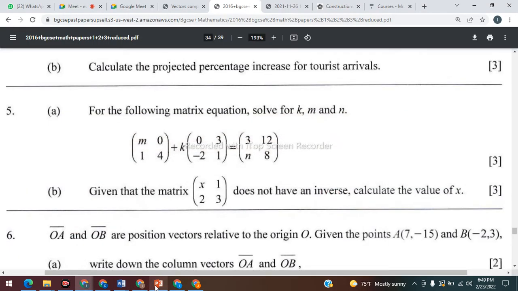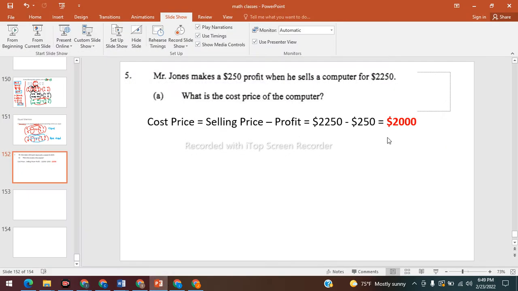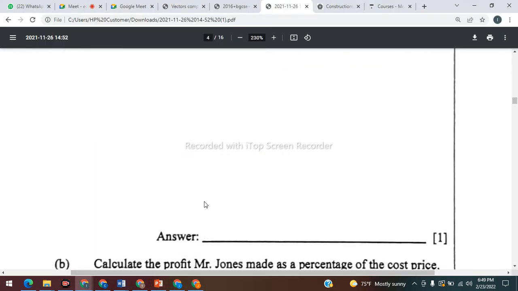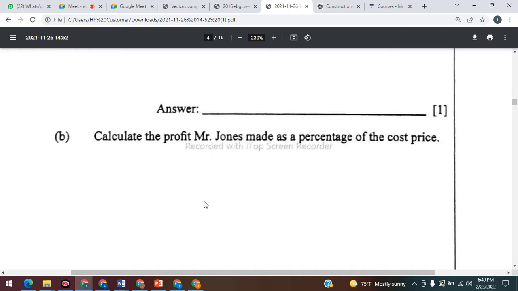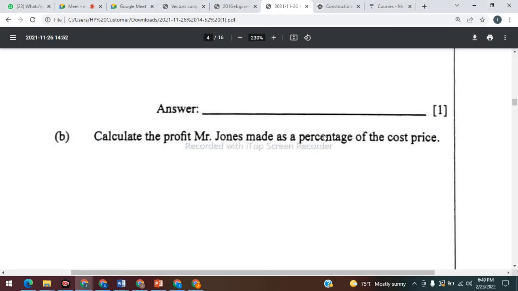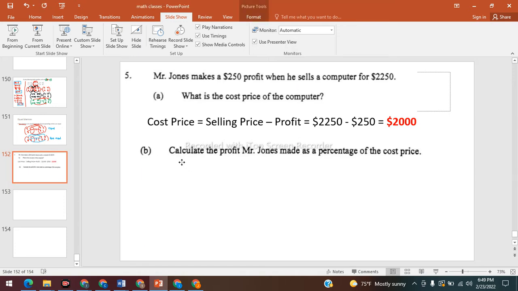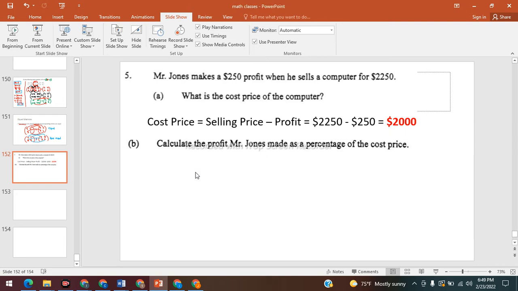All right, so let's go back to our stuff. So this cost price is $2,000. Next up, calculate the profit Mr. Jones made as a percentage of the cost price. This is Nancy's favorite question. The profit Mr. Jones made as a percentage of the cost price.